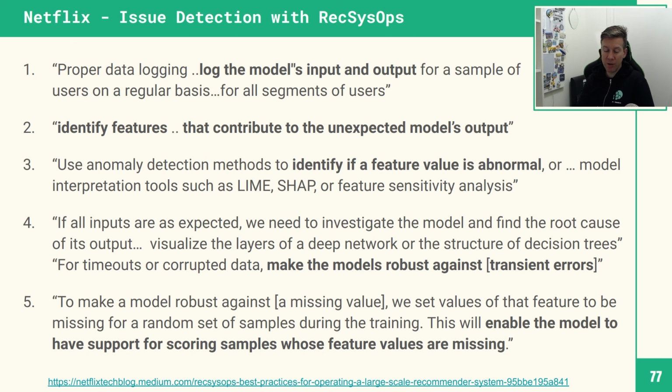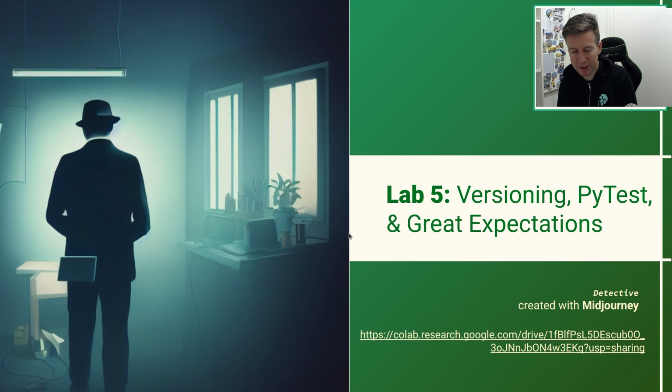Finally, in number 5, you can make a model also robust against missing data. A set of values of that feature might be missing in your training data to make sure that the model can handle that. There's some techniques you can use like that, missing data, corrupt data, and so on that you introduce in training to enable the model to have support for scoring samples when feature values are either missing or incorrect. And there's a reference down there to the Netflix blog about this.